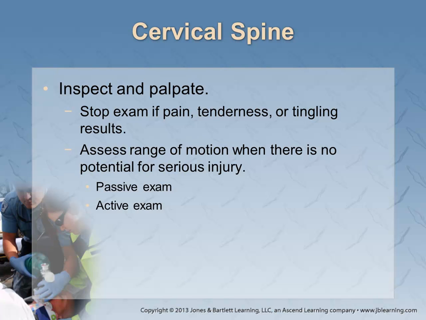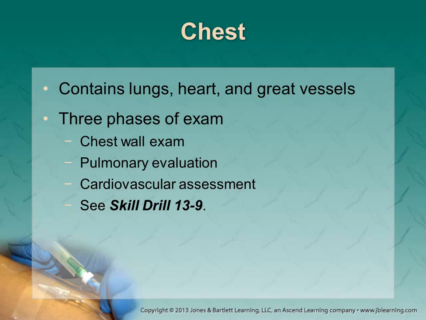Is he considered stable or unstable? He's unstable. He's completely unresponsive. You have no idea what happened to him. He's going to be considered an unstable patient. All right. Next, you want to inspect and palpate the cervical spine. Check passive movement and then active movement, feeling, making sure you're checking for any DCAP-BTLS. Next, you're going to move down to the chest area, which contains the lungs, heart, and the great vessels. You're going to examine the chest wall, listen to lung sounds, and then listen to heart sounds.